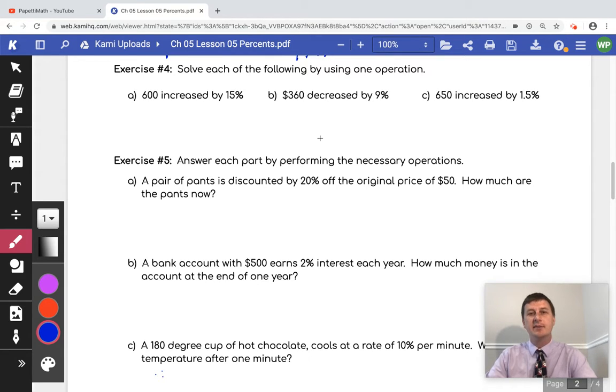And in this video, we're going to continue on with our review of percents. Now, in exercise number 4, we want to solve each of the following by using one operation. So the first one says 600 increased by 15%.